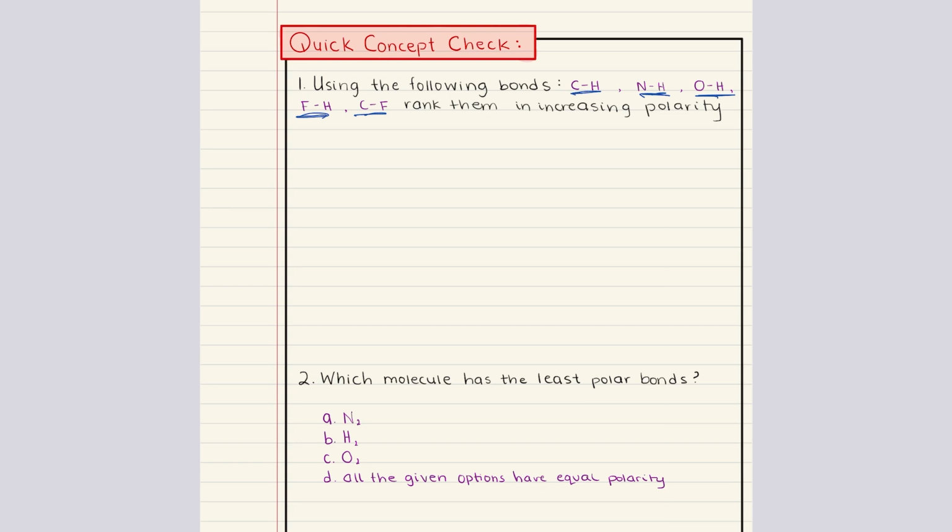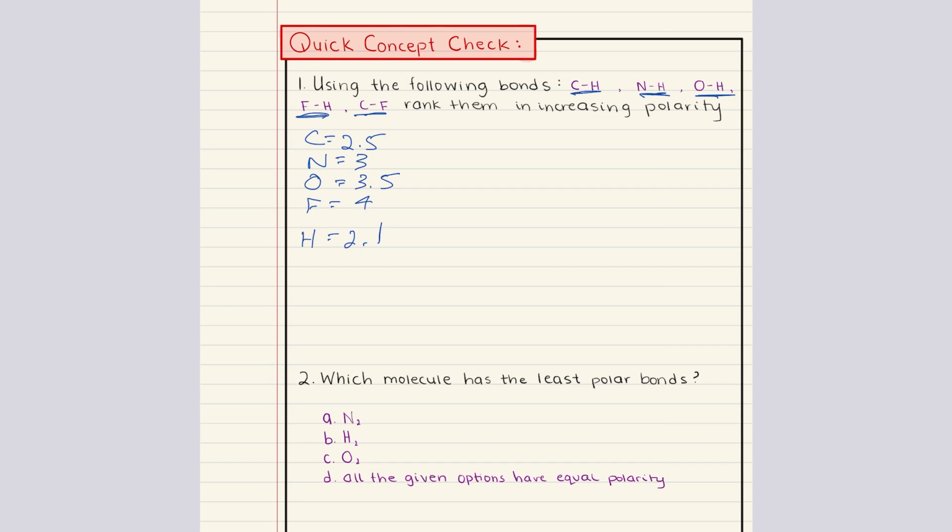We're going to start by recalling the approximate electronegativity values. For carbon, the electronegativity is equal to 2.5. For nitrogen, it's 3. For oxygen, it's 3.5. For fluorine, it's 4. And for hydrogen, it's 2.1.